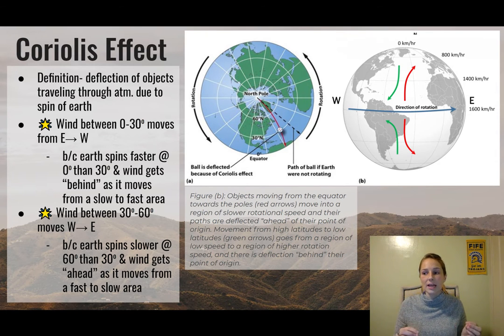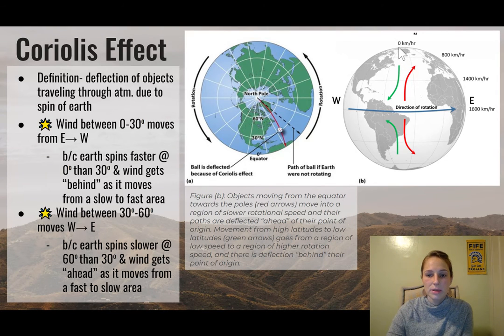The Coriolis effect is the idea that when the Earth is moving, it's going to cause this deflection in things that are moving above it. What we are talking about is air moving above it. So essentially, in this diagram on the right here, what we are seeing is that objects moving from the equator towards the poles are moving into a region of slower rotational speed, and they're coming from a higher rotational speed. So their paths are going to be deflected ahead of the point of origin.